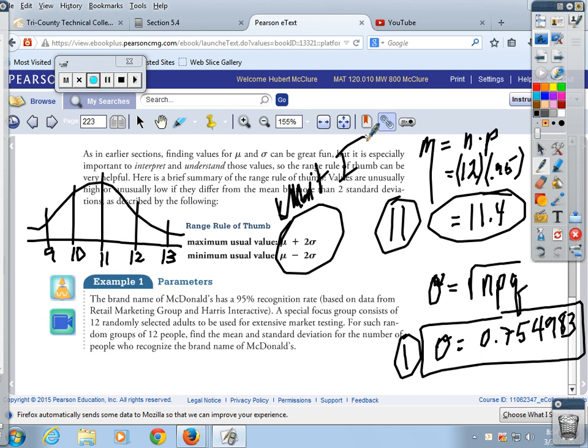Now, they might ask you something like, at the end of the question, what is the probability of all 15 people knowing what McDonald's logo is? What's that probability? Normal or unusual? What? 15's out here. So what would that be? Unusual. I doubt it. You're talking about McDonald's.